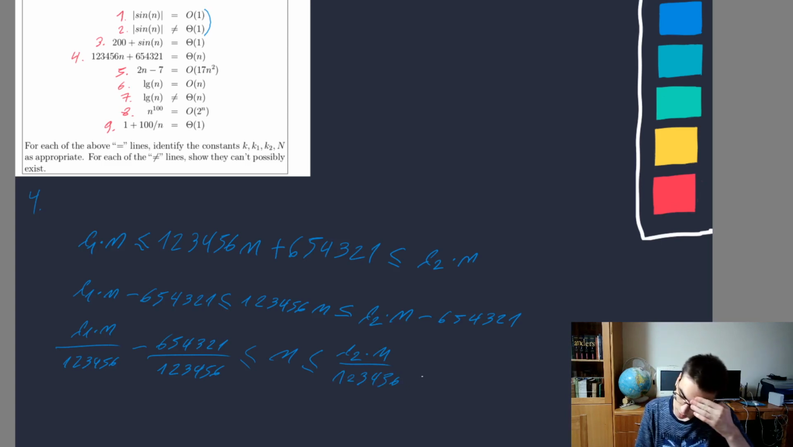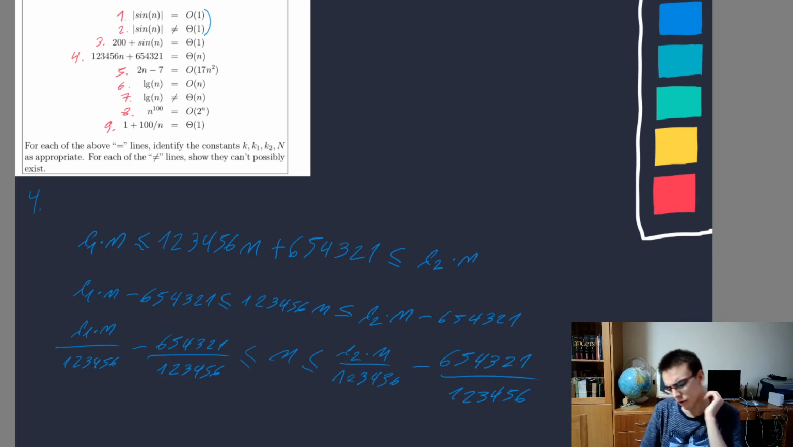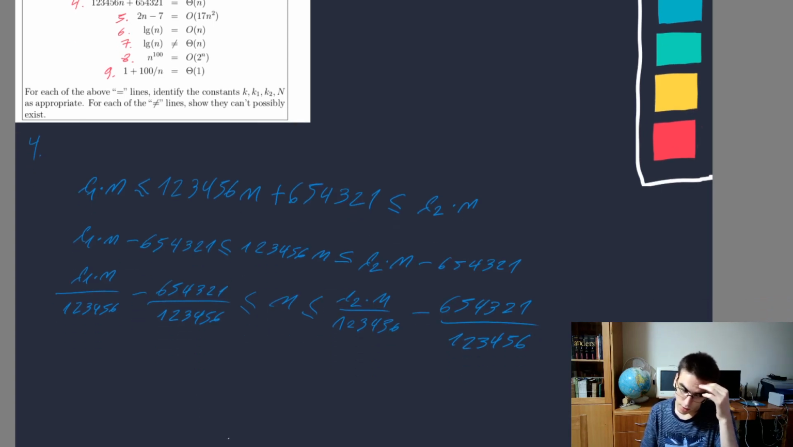123456 minus 654321 divided by 123456. So we have a constant part and we have a multiplication division part. Now we know, if this was a limit... Actually, let's delay that thought a bit. So, what do we want?